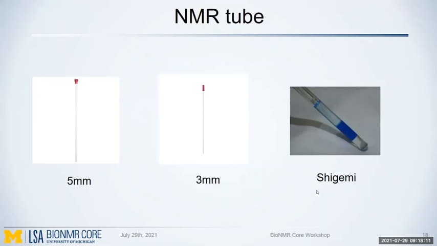And this is a Shigemi tube. Those Shigemi tubes have a top glass and bottom glass part, and this glass actually matches your solvent. So you can purchase different Shigemi tubes designed for chloroform, DMSO, or D2O. And for your sample, it's the blue part in the center, so you just need to add 300 microliters.